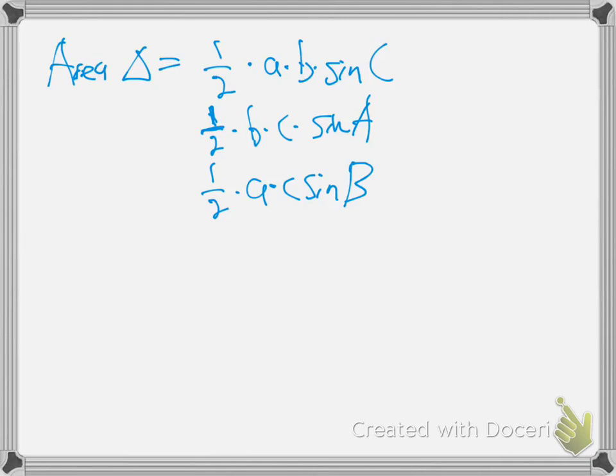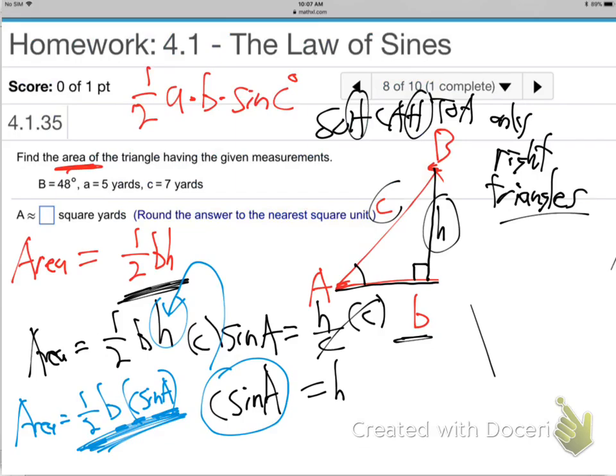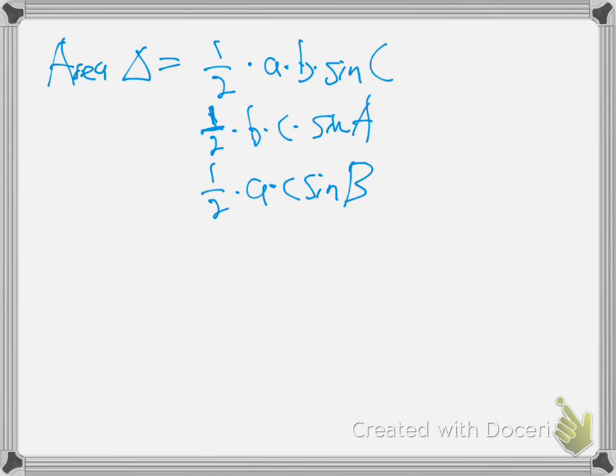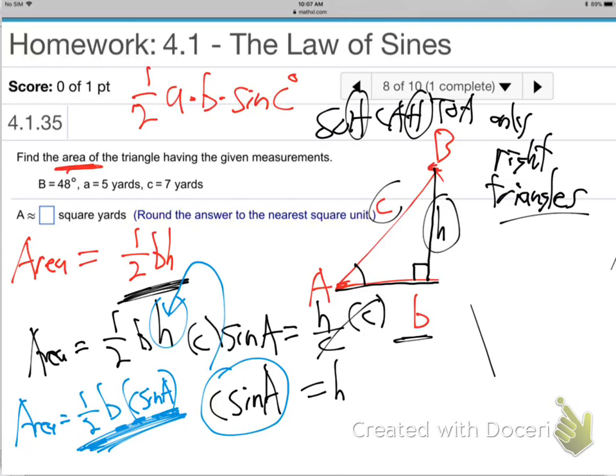So, then, on this problem, what do they ask me? They're giving me B is 48, and they're giving me A and C is 5 and 7. So capital B, what number is this? Number 8.